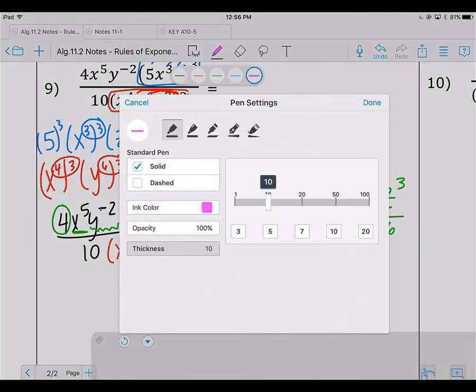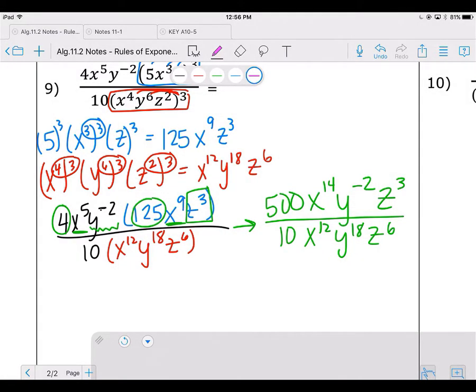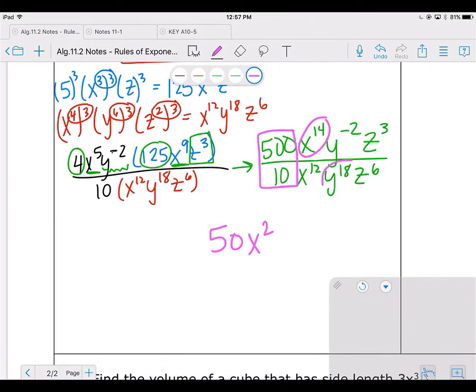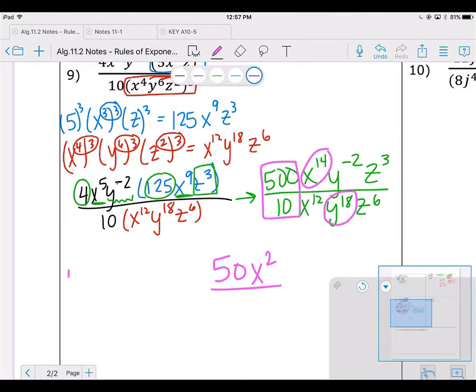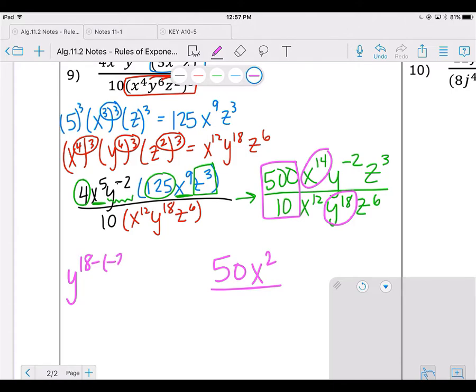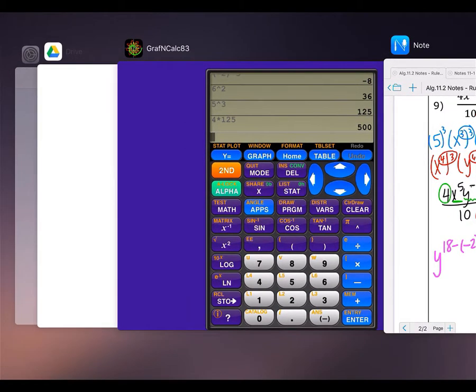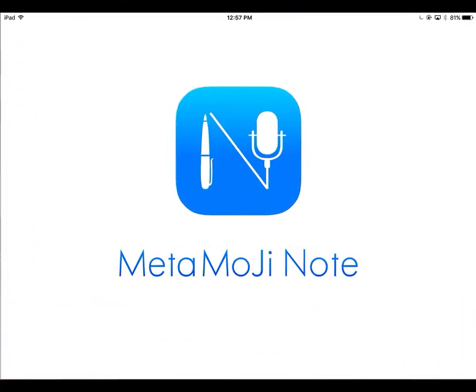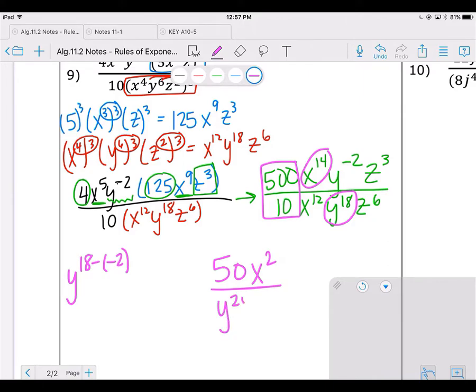My last step is going to be to simplify by dividing. So 500 divided by 10 is 50. I have x's on the top and the bottom. 14 is bigger on the top. So 14 minus 12 is 2. For my y's, I have 18 and negative 2. 18 is bigger and it's on the bottom, so I'm going to subtract. Watch carefully. I have 18 minus negative 2. So 18 minus negative 2 is 20. And that all goes on the bottom.